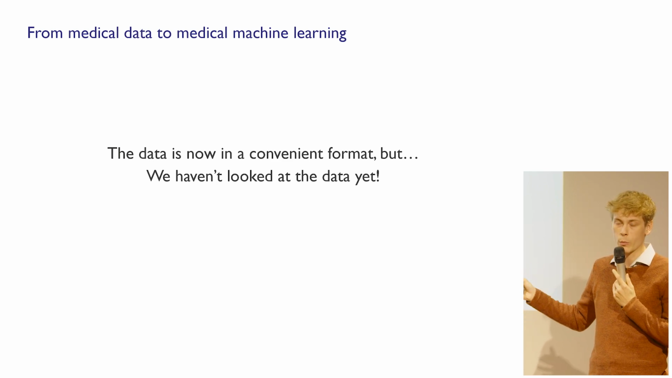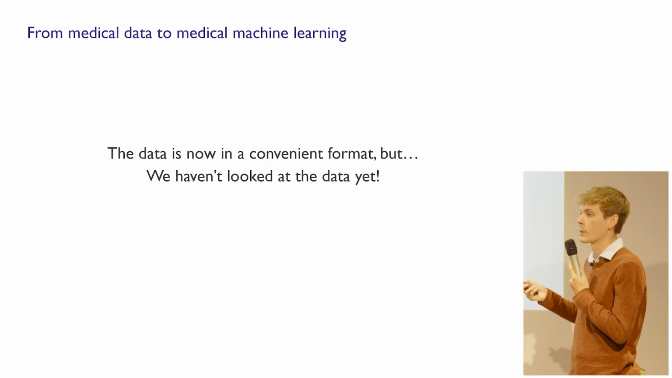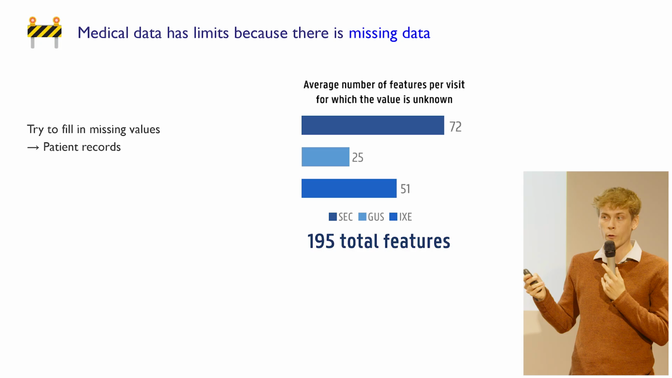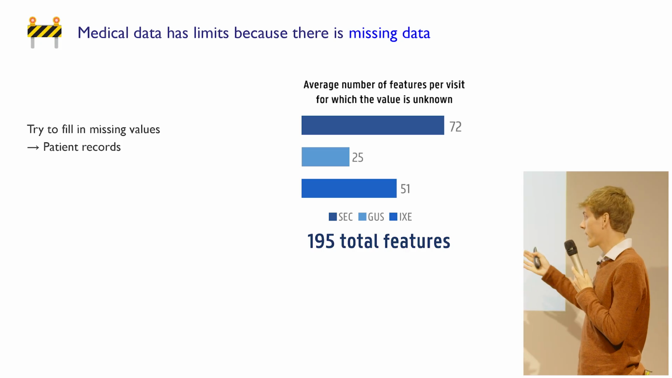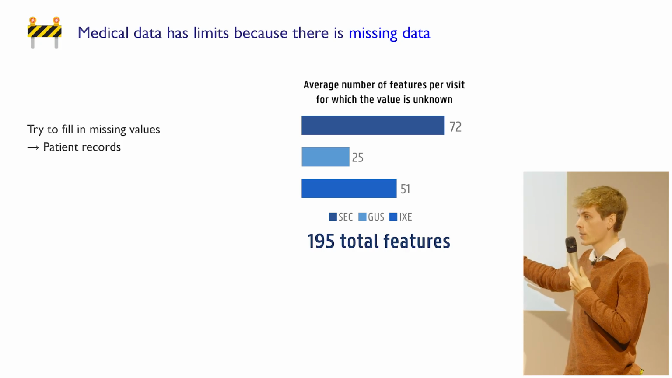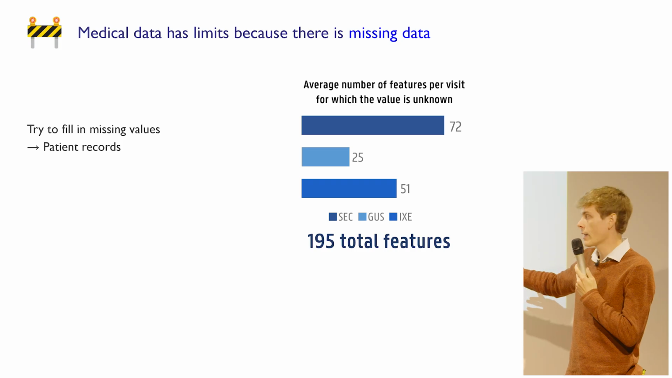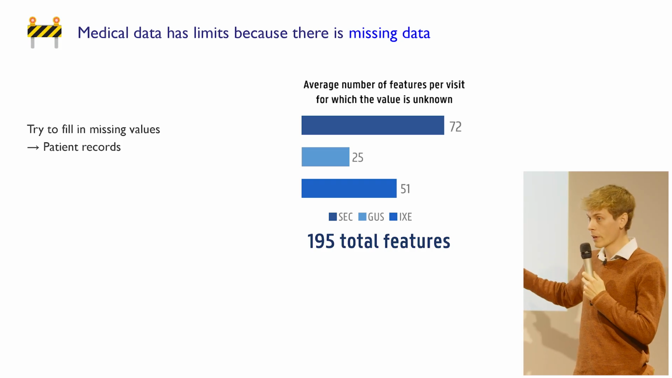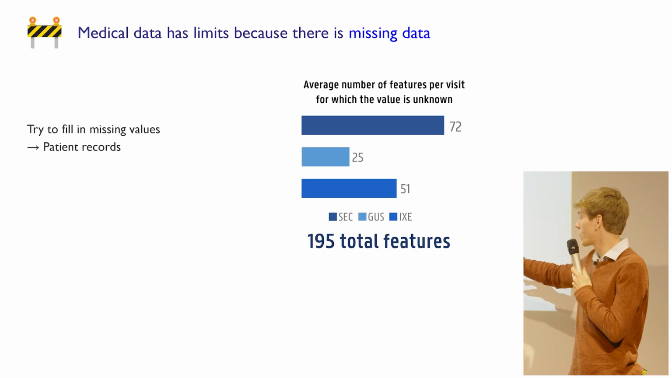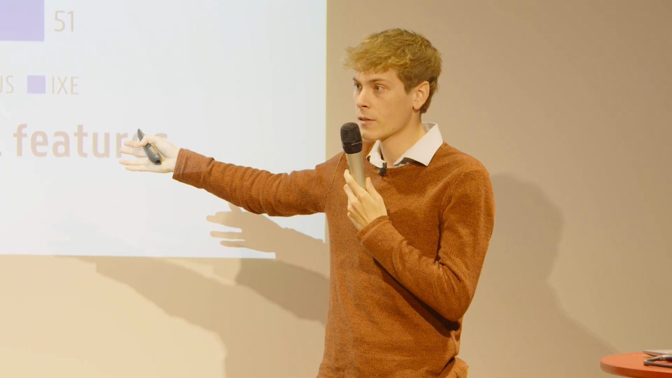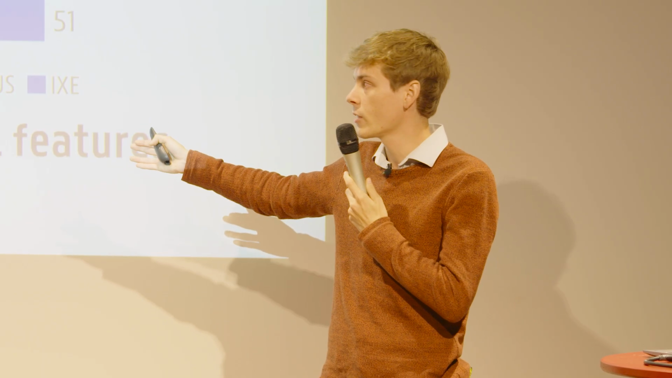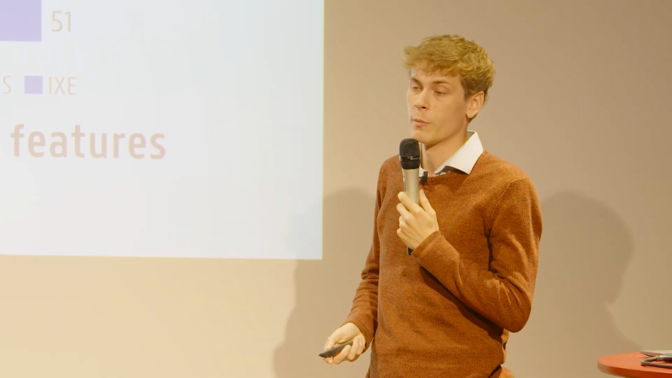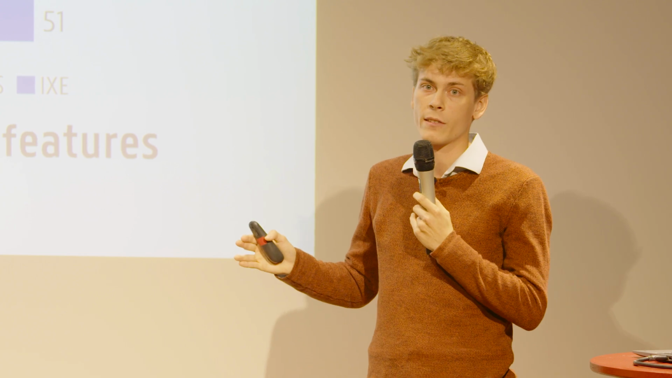And this is also very important because we find some limits here. The first of which is that there's a lot of missing data in the healthcare data. For the psoriasis dataset, we have here 3 medication types of the biologic medication. And in total, we have 195 features for this. But on average, for the worst medication type for data quality, we have 72 missing values. This is a lot of missing values. So we want to try to fill in these missing values.